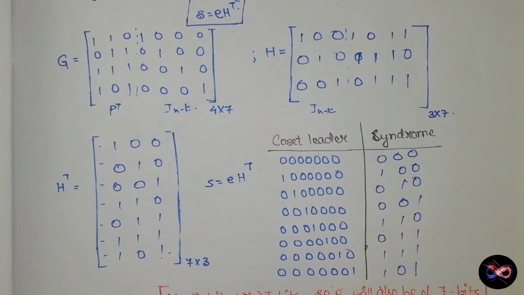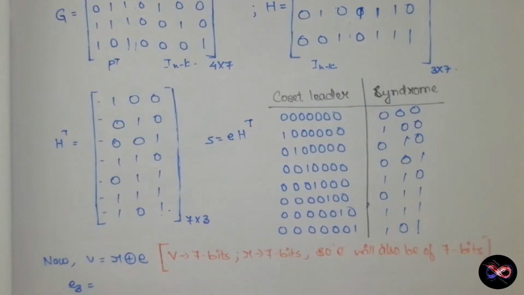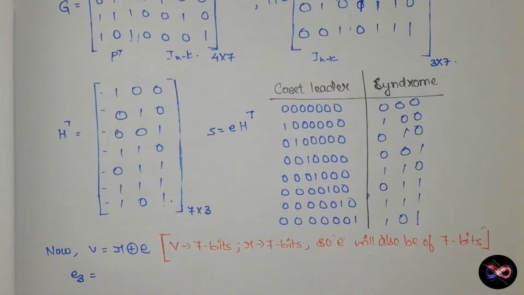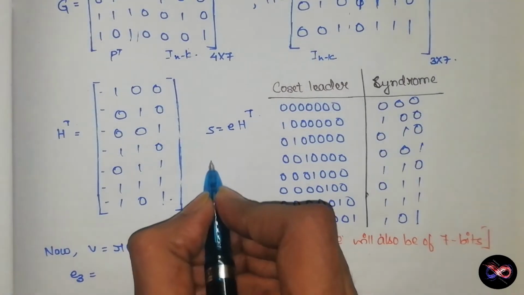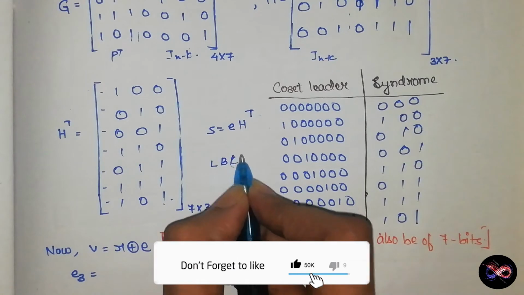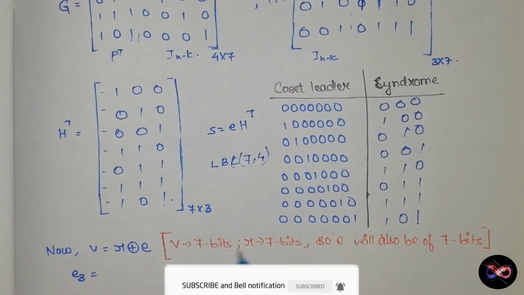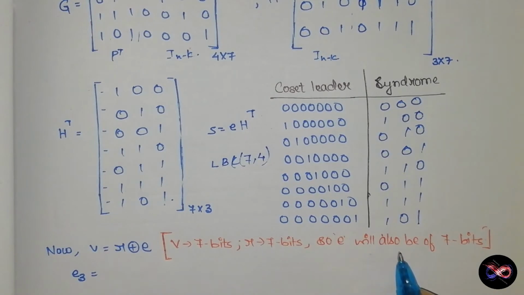We also discussed a relation in the previous lecture which relates the received code, the transmitted code and the error, which is V = R XOR E, where V is the transmitted code, R is the received code, and E is the error incorporated. As we are considering the LBC as 7,4, the length of the code is 7, so V is 7 bits, R is 7 bits. For the operation to take place, E will also be 7 bits.